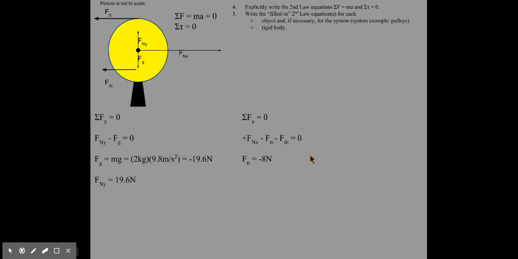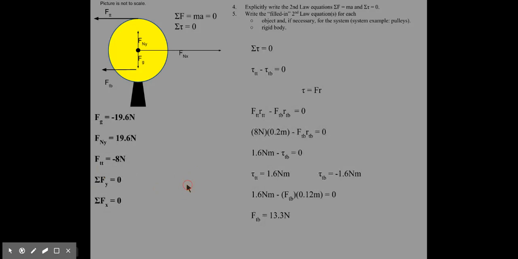In the horizontal, we've got Fnx, the horizontal component of the normal force, and the force of tension at the top and the force of tension at the bottom. They have to all balance out to equal 0. We're told that the force of tension at the top is negative 8 newtons. That's given to us in the problem. So here are a few things that we already know.